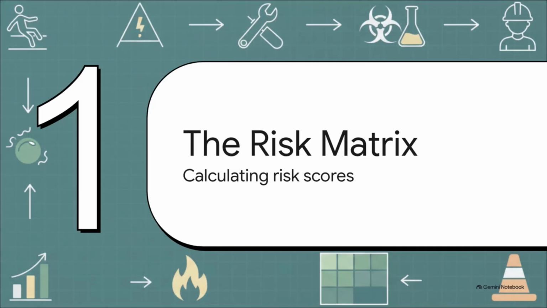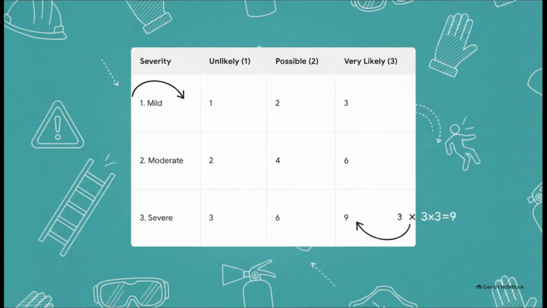Next up, the risk matrix. All right, this matrix is the ultimate tool used by safety professionals to turn abstract hazards into concrete, actionable data. It's just a simple grid. You've got severity on one axis, rated 1 to 3, and likelihood on the other axis, rated 1 to 3. To find your total risk score, you simply multiply where the two columns meet. So a mild injury that is unlikely is 1 times 1 for a score of 1. But a severe injury that is very likely is 3 times 3, giving you a massive risk score of 9.